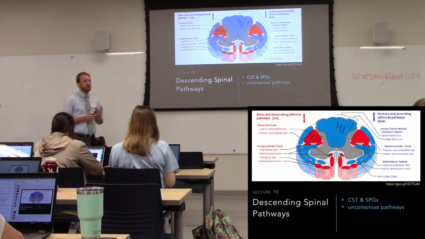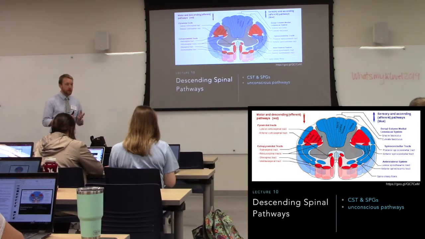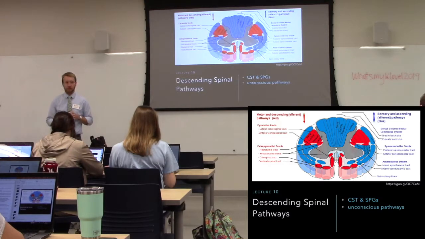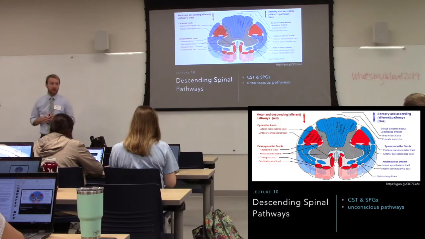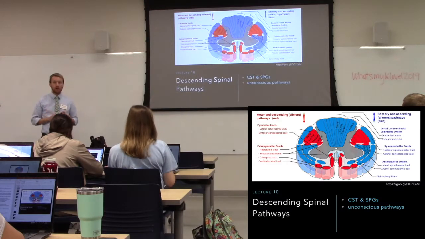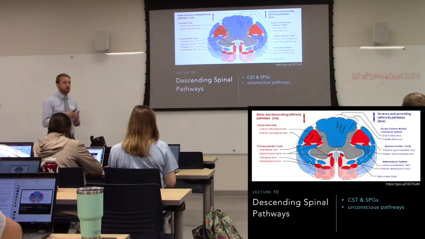There are several descending pathways, as we can see up here. All the red ones are descending. The major tracts that you'll need to know here would be the pyramidal tracts, or your corticospinal tract, corticobulbar tract as well, but we'll touch on that later when we hit the brainstem. The corticobulbar tract is going to terminate there rather than descending all the way into the spinal cord. Since we're in the spinal cord, we're only going to be talking about the corticospinal tract.